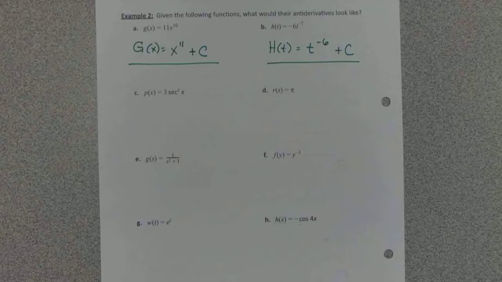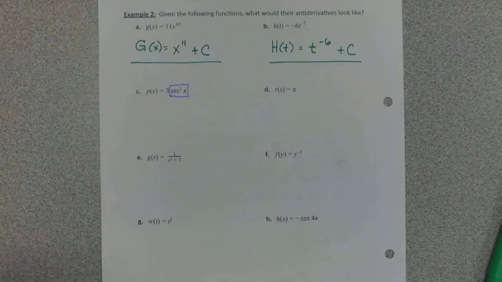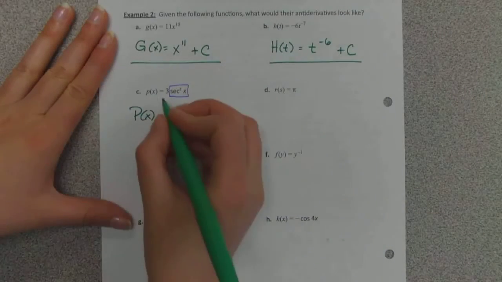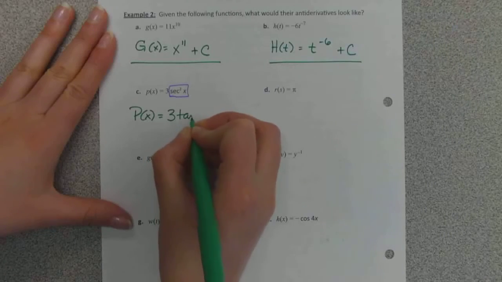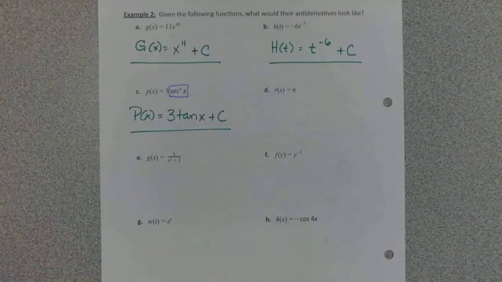Okay, so if I have p of x equals 3 secant squared of x, I need to know a function whose derivative is secant squared of x, right? There is one. Which function's derivative is secant squared of x? Tangent. Yeah, so I'm going to have capital P of x. That 3 is a constant multiple, so it's going to say 3 times tangent of x, right? Plus c. So again, I have to know my derivatives to be able to do my antiderivatives, right? Okay, 3 tangent of x plus any constant will give you the derivative of 3 secant squared of x.